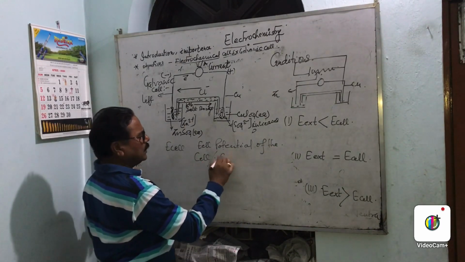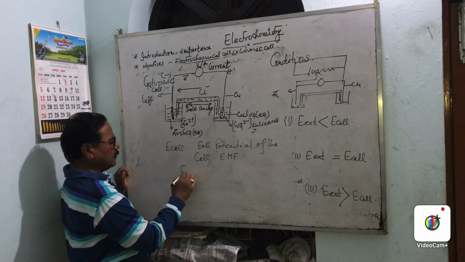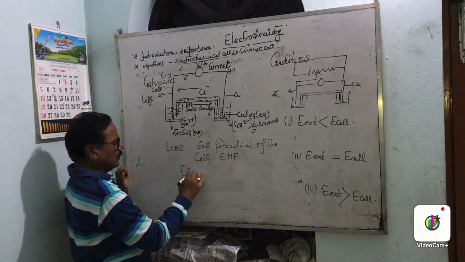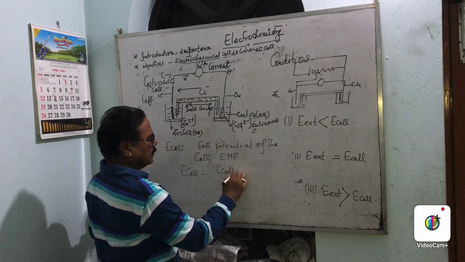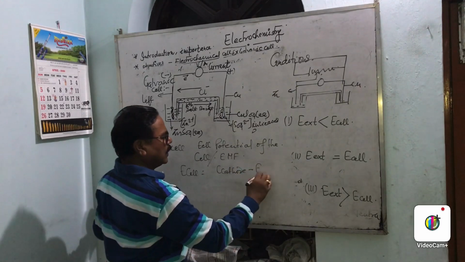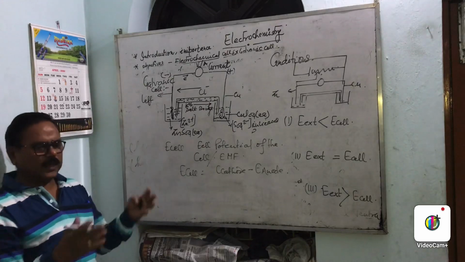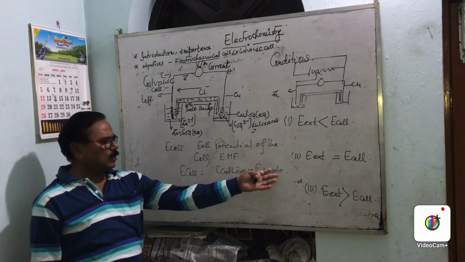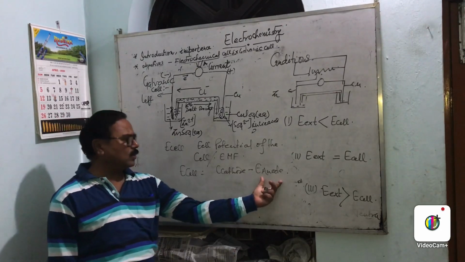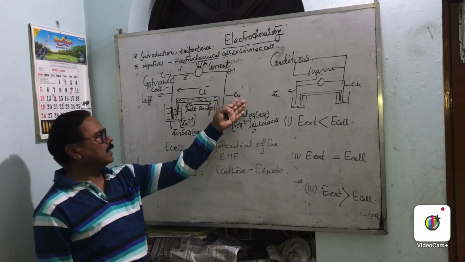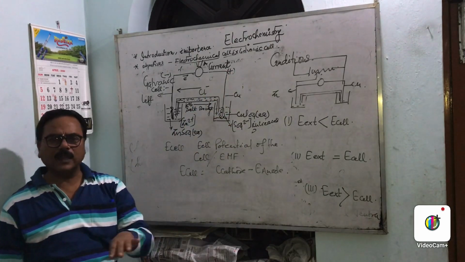This is called EMF of the cell, electromotive force. And this EMF is calculated as E cell is equal to E cathode minus E anode. So EMF of a cell is defined as the difference of electrode potential of the cathode and the anode, or the reduction potential of the right hand electrode and the left hand electrode.